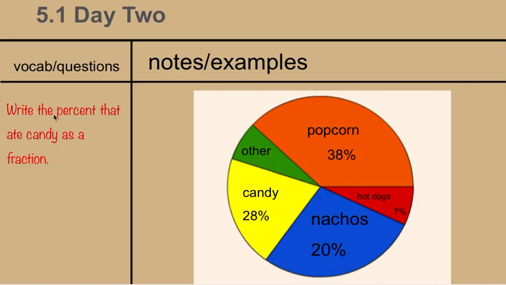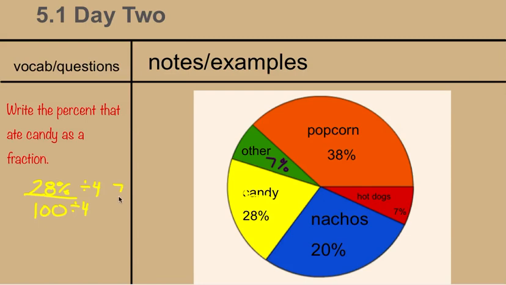All right, question 2. Write the percent that ate candy as a fraction. I'm going to quickly fill in this 7% here just because I remembered it from last time. And candy. Candy is 28%. You can't see my writing. 28%. So I know that it's 28% over 100%. Do you know of a factor that goes into both 28 and 100 that's bigger than 2? 4. I'm going to divide the top and the bottom, the numerator and the denominator, by 4.